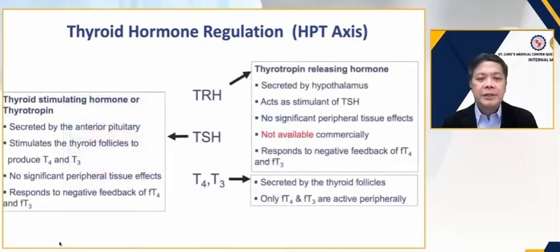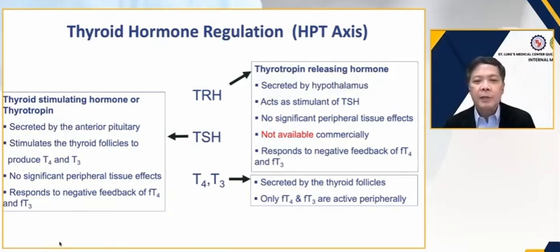So let's talk about each possible test that one can request. TRH, secreted by the hypothalamus, acts to stimulate the anterior pituitary TSH. There are no significant peripheral tissue effects. There are some, but they are not clinically significant. It is not available as a test, so never order TRH, and that's why we don't order it. In a research setup, TRH can be measured, but not for clinical use. It responds to negative feedback by both FT4 and FT3.